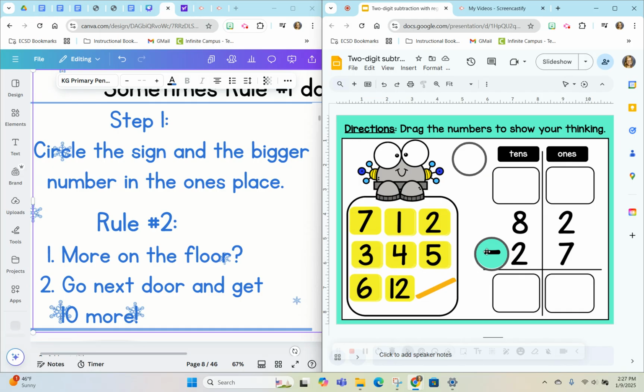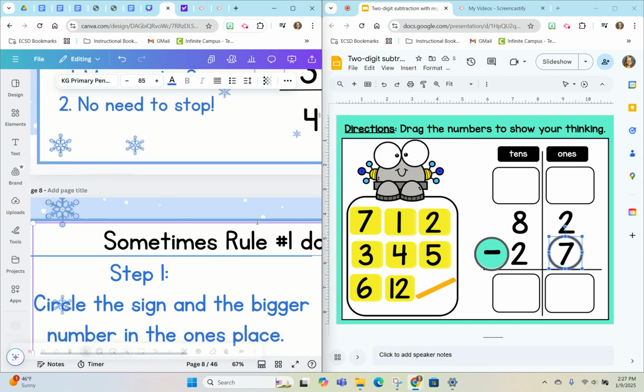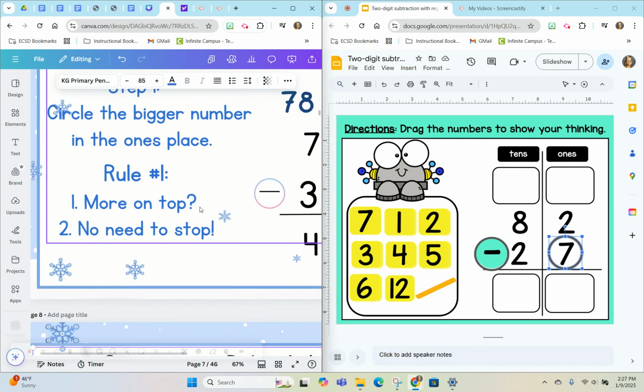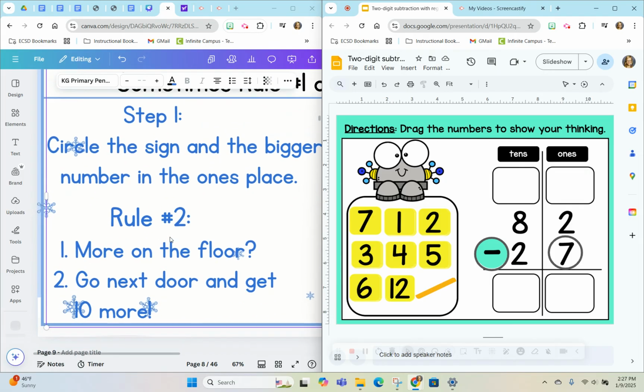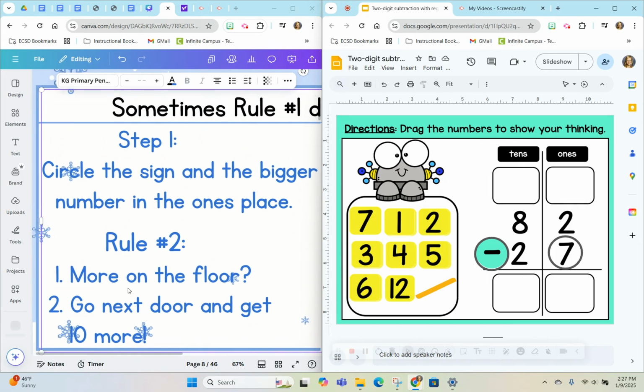So, since we are subtracting, we have to circle the bigger number in the ones place. So please take your pencil and circle the bigger number in the ones place. Which one is bigger, 2 ones or 7 ones? 7 ones, absolutely. So if we think about our rules, rule 1 said more on top, no need to stop. But do we have more on top? No, we have more on the floor. So our rule is more on the floor, go next door and get 10 more.